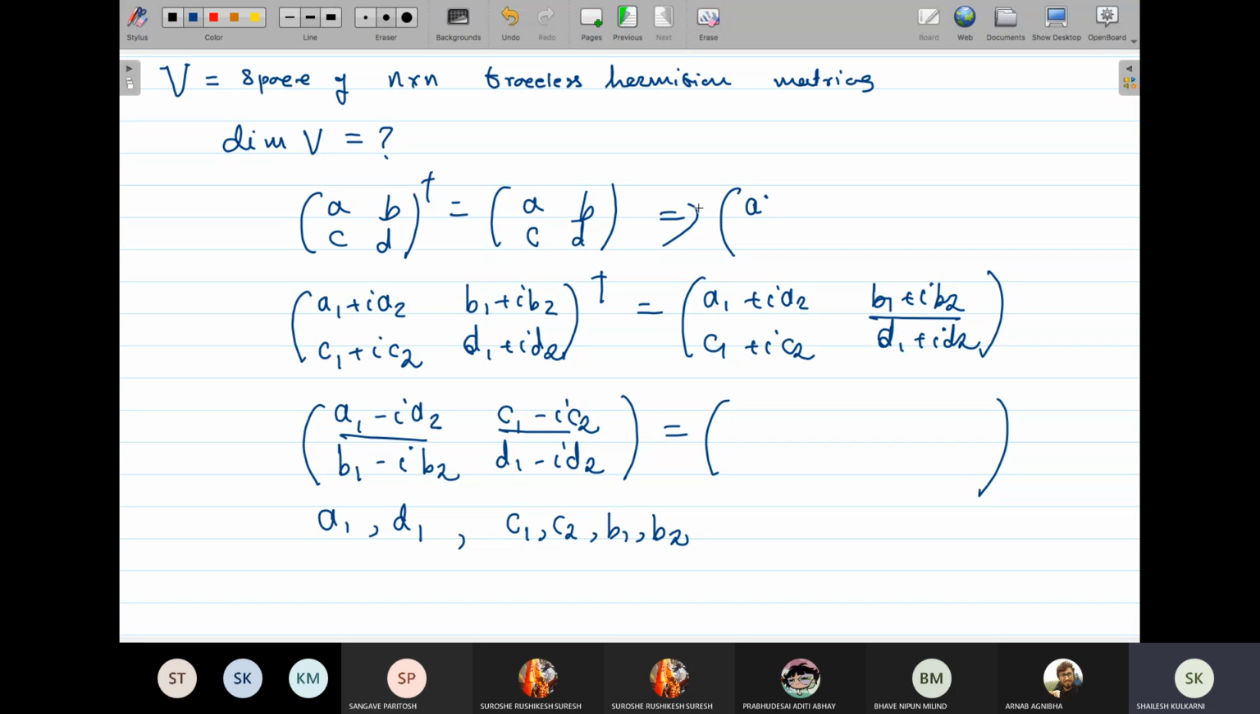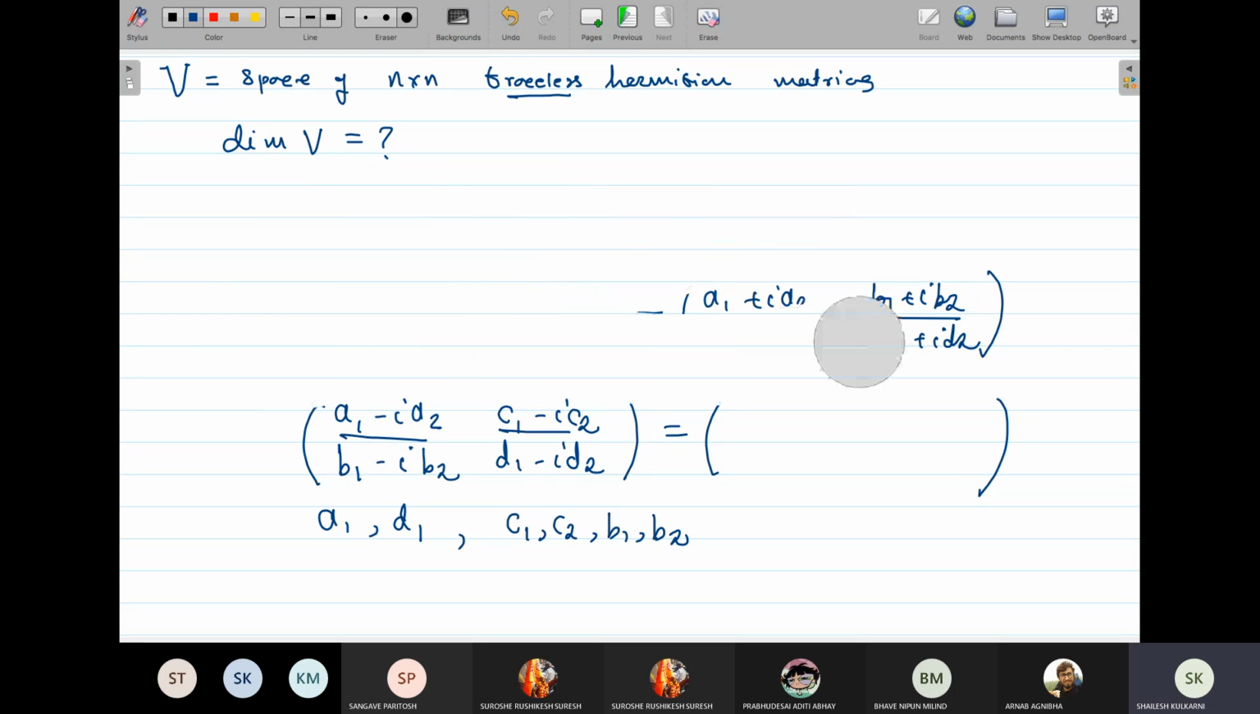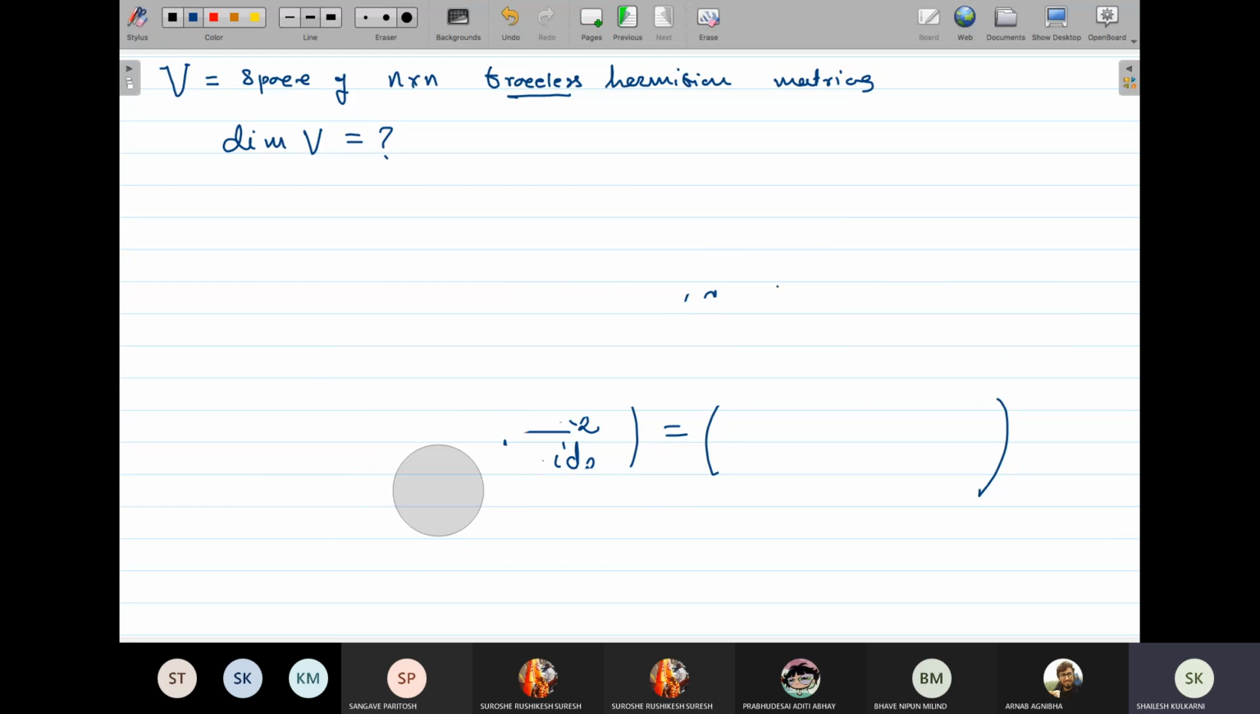Now I have one more condition, that is traceless. First you tell me the generalization of this. If I generalize this to n dimension, what is going to happen? What is the dimensionality of the space of n cross n Hermitian matrices, just Hermitian? It will be n square, right? The space of n cross n Hermitian matrices will have dimensionality n square. Then I have the tracelessness condition, that is n square minus 1.